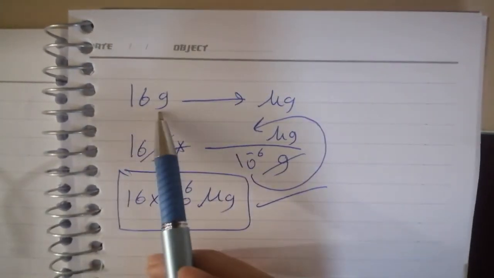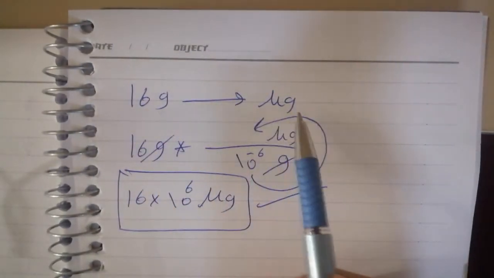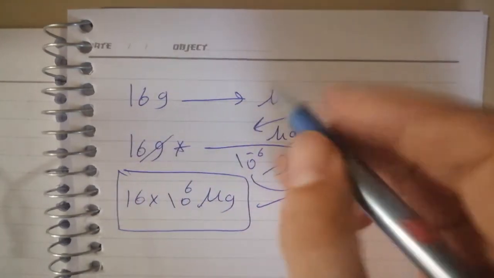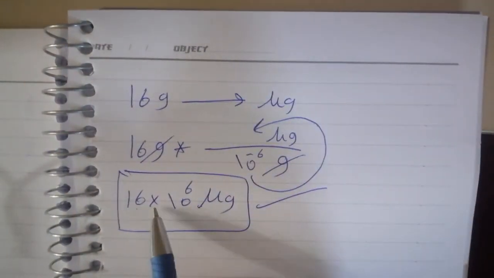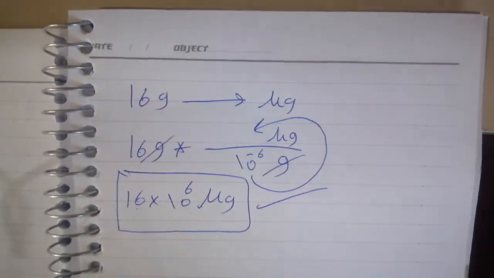So 16 gram equals how many micrograms? 16 gram equals 16 multiplied by 10 to the power 6 microgram. That's how much it is. All right, so I'll leave question 11 here. You guys try to solve D, E, and F. All right, so the next question will be question number 12. Let me solve question number 12 for you.